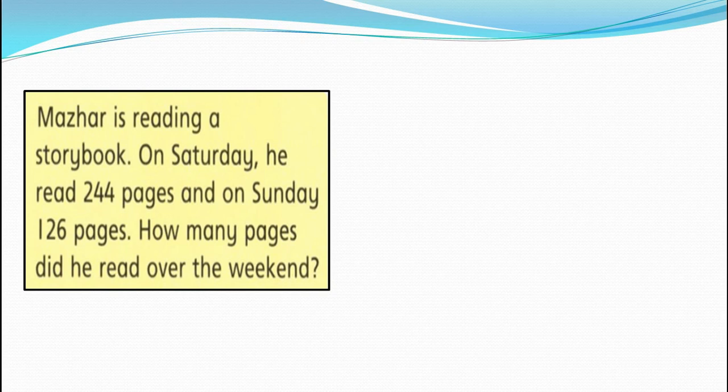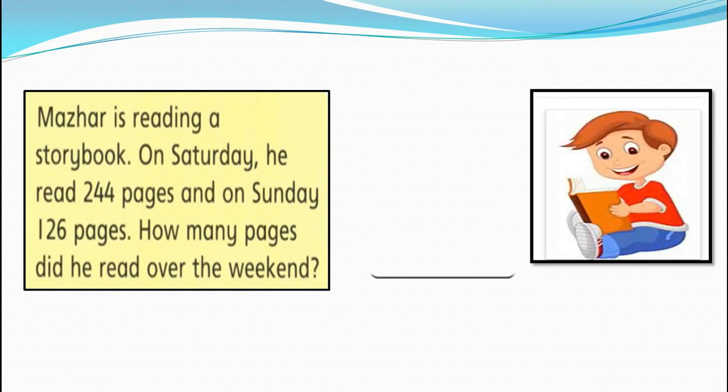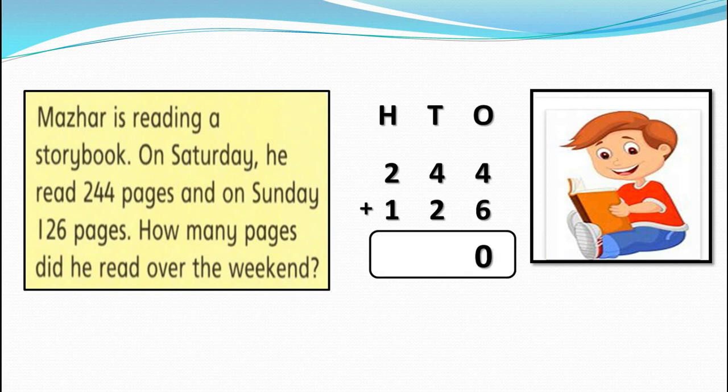Let's add to find out. 4 plus 6 equals 10. We will write 0 on ones and 1 ten will convert into tens. Now add tens. 1 plus 4 equals 5 and 5 plus 2 equals 7. Now add hundreds. 2 plus 1 equals 3. So it means Mazhar read 370 pages over the weekend.